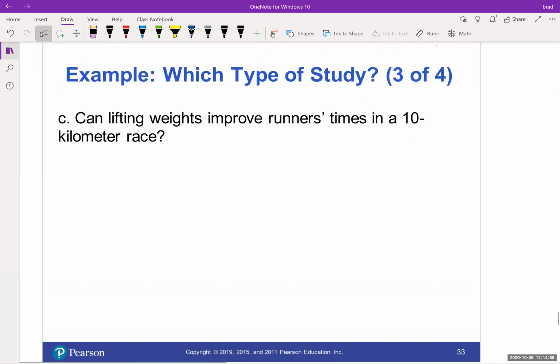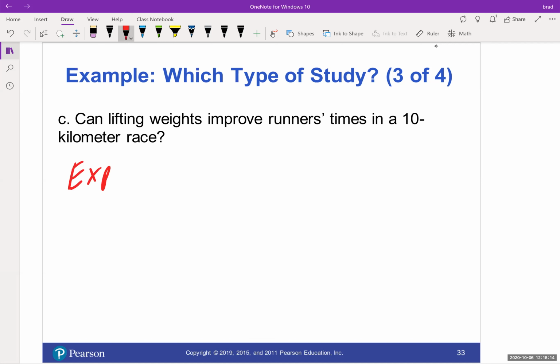Can lifting weights improve runners' times in a 10-kilometer race? To me, this is a no-doubter. This has to be an experiment to determine whether weightlifting can improve 10K times. This is definitely an experiment.